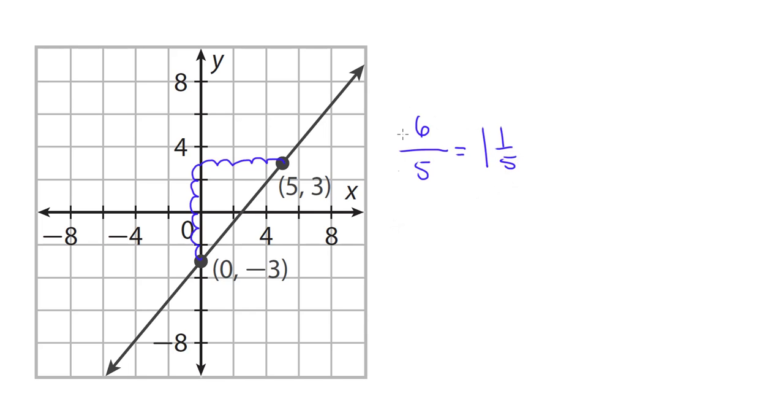However, it's perfectly acceptable to leave your slope as an improper fraction as long as it is in simplest form, because really what's going to happen is if you're working on a problem and they give you a slope of 1 and 1/5, the first thing you're going to do is reconvert that back to 6/5.